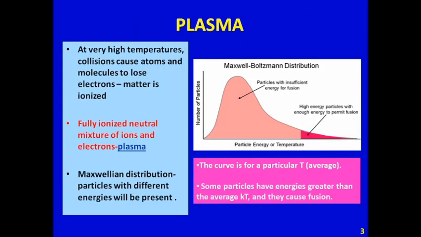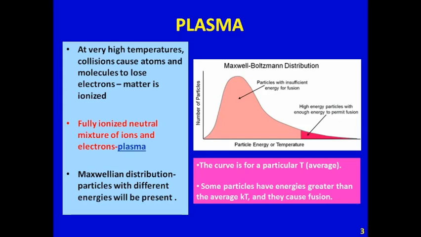Now, when you give a very high temperature to a gas or anything, you will end up in a state called plasma. At very high temperatures, collisions cause atoms and molecules to lose electrons. So they will become ions and electrons. We will say that matter is ionized. That's a very trivial thing. When you increase temperature to a particular temperature, ionization happens, and matter will exist in the ionized state.